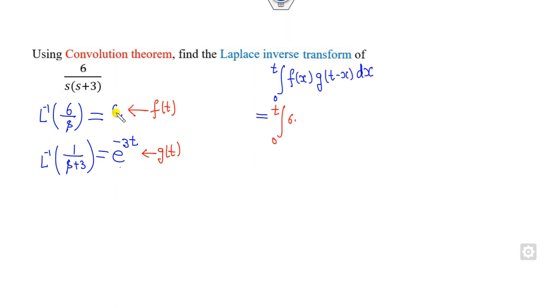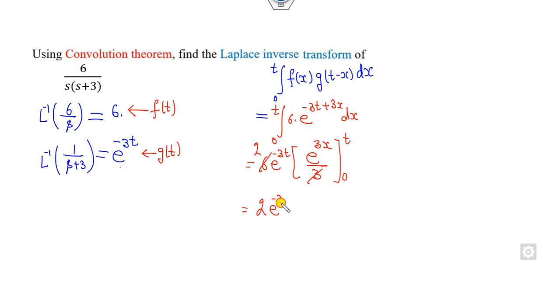If I choose f as my 1 here, then we get e raised to power minus 3t plus 3x. So 6 is common, e raised to power minus 3t. What is the integration of e raised to power 3x? It is e raised to power 3x over 3, from 0 to t. So 3 and 6 will be cancelled out. So twice e raised to power minus 3t times e raised to power 3t minus 1. If I open this bracket, it will be 2 times 1 minus e raised to power minus 3t, which is the answer.